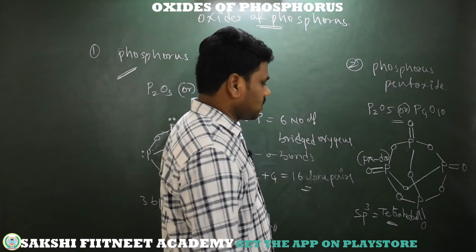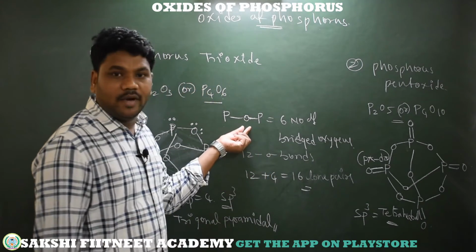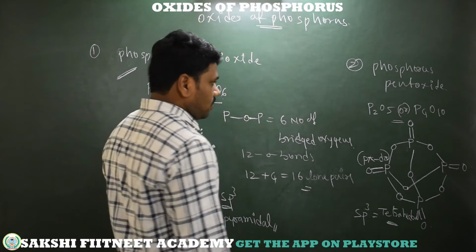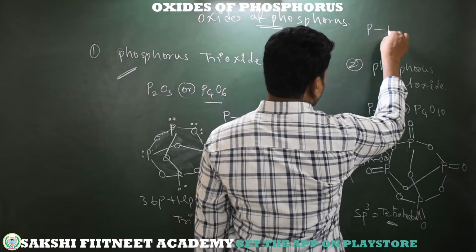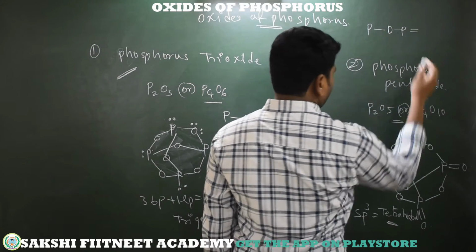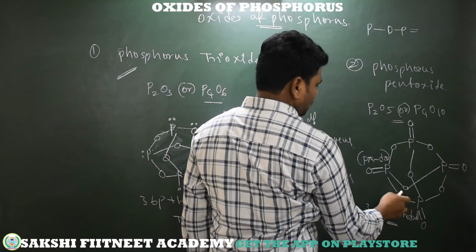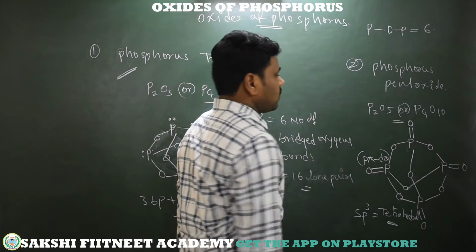Now coming to the phosphorus to phosphorus bonds through oxygen bridges. How many are there? I am writing here. Phosphorus to phosphorus through oxygen bridge bonds, we have a total of 6: 1, 2, 3, 4, 5, 6. Six phosphorus to phosphorus bridge bonds are there.